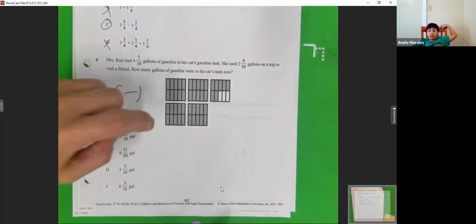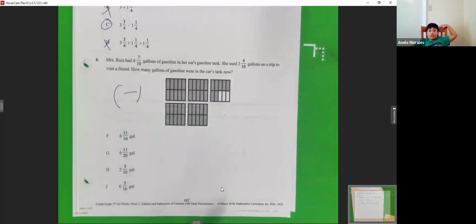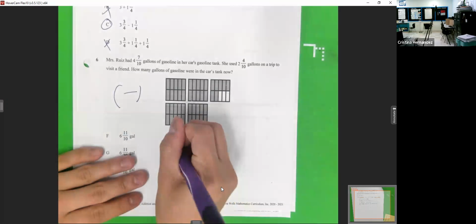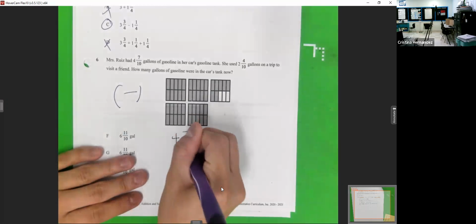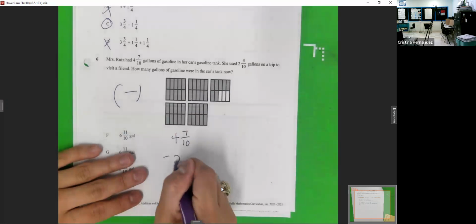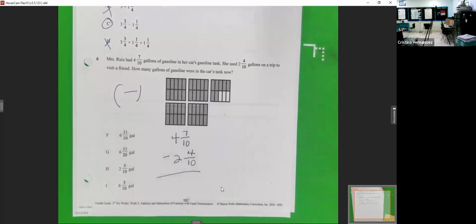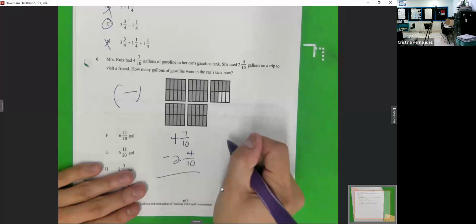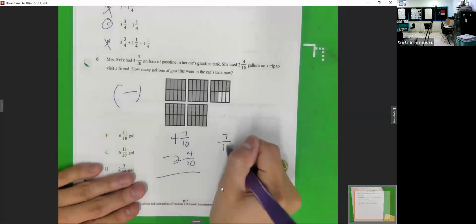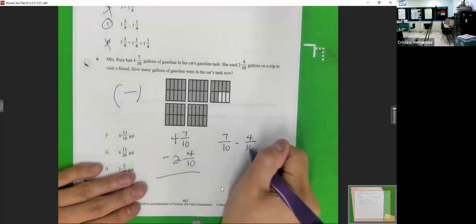We can either use the picture or we can do math, whichever way y'all want. So we know we're subtracting 4/10. Let's do it this way first. So 7/10 minus 4/10. What are we left with?